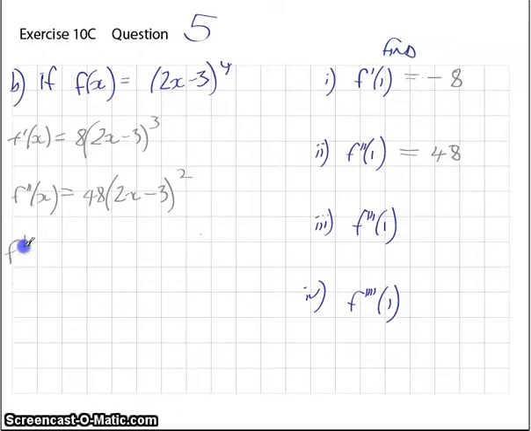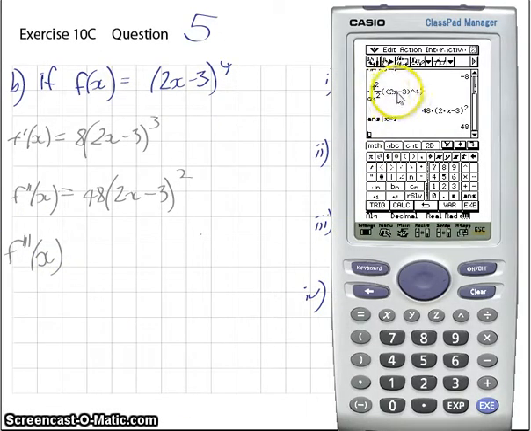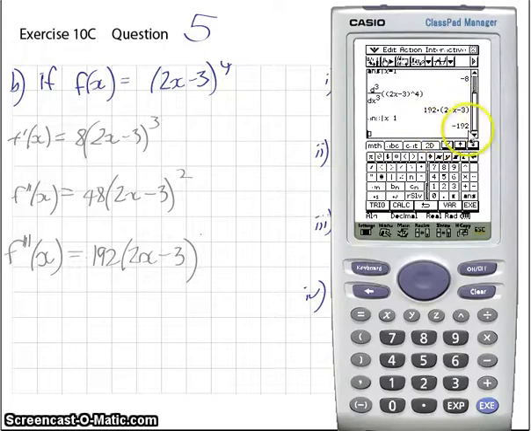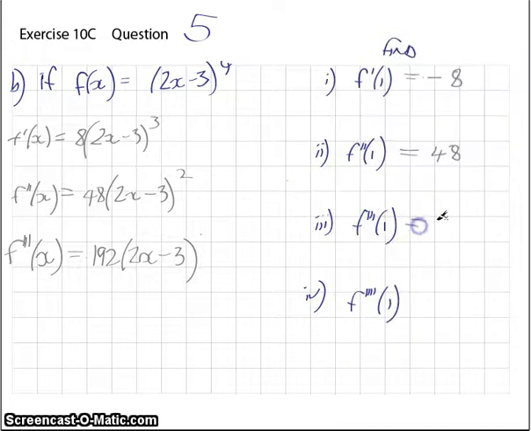Now my third derivative, I'm going to be able to use exactly what I've done here, but now I'm just going to change that number to a 3. So the same function, and it'll give me the evaluation at the same time. So this is just being a little bit more effective, not having to type in the same question all the time. I get 192 times 2x minus 3. And as you can see there, it's already given me the answer of minus 192.